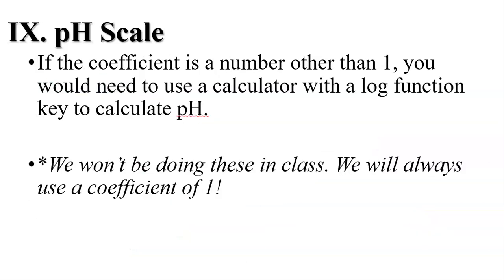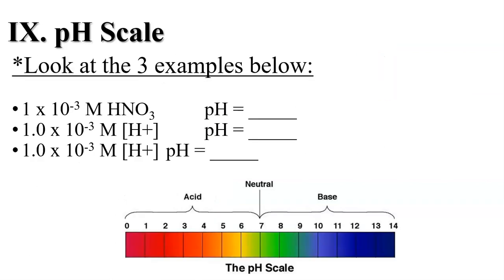All right, so if the coefficient is other than 1, you would need to use a calculator with a log function to calculate pH. So we won't be doing this in class. We're always going to use a coefficient of 1, but in case you ever study chemistry later, just know it does get harder. Isn't that exciting?